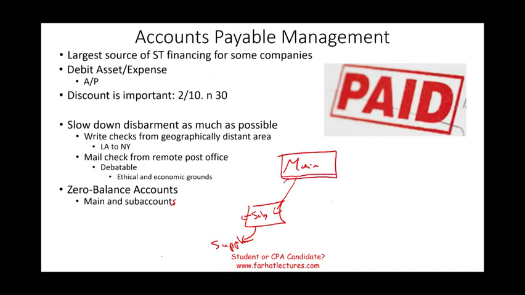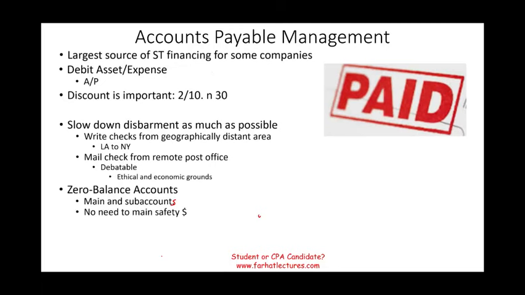Okay, so you'll have one for your suppliers, and usually companies use one for payroll as internal control. So this is what you do. Zero balance accounts where you only transfer the money when needed. So you don't need a safety dollar amount in the zero balance account. You only need the safety amount, a minimum balance, in your main account.